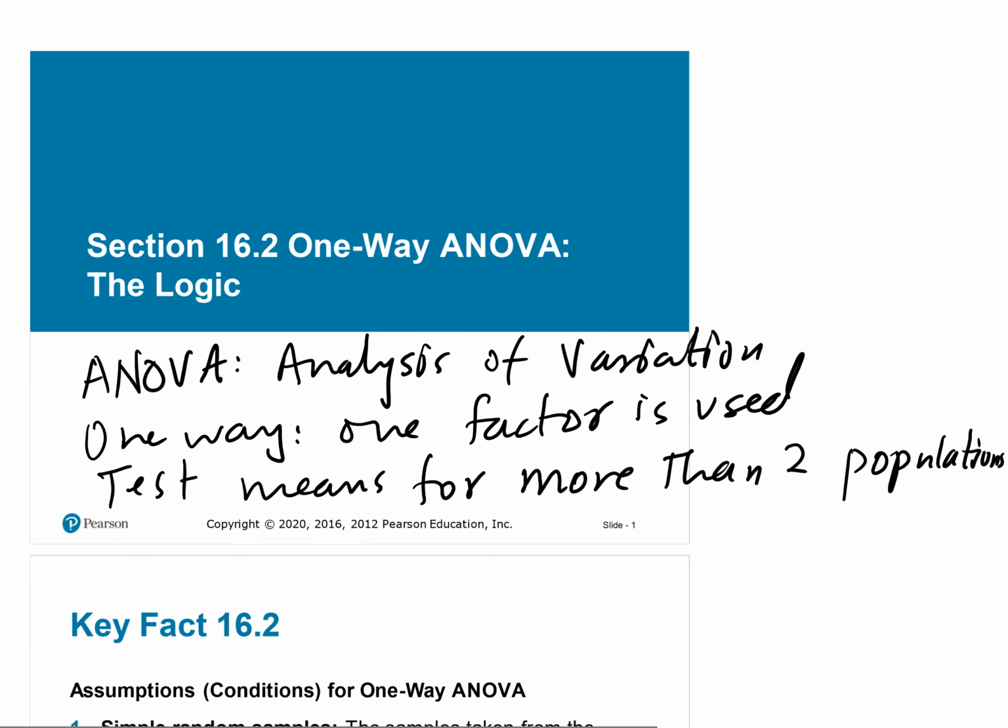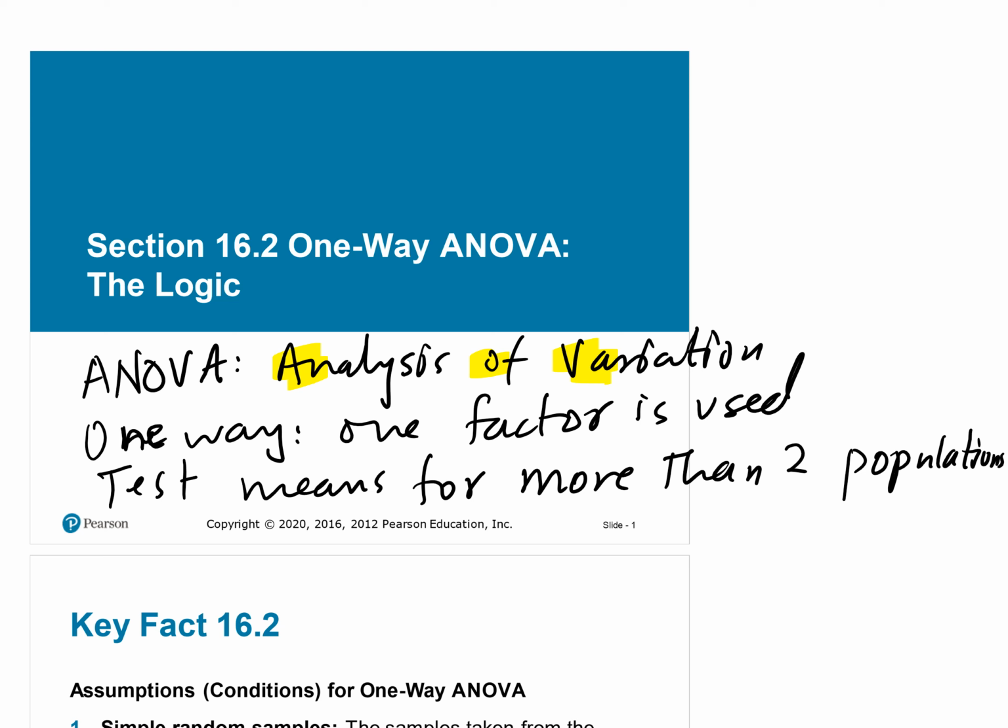Section 16.2, One-way ANOVA. The ANOVA test is just another tool to help us run more testing for the hypotheses. Why do we call it ANOVA? ANOVA is an abbreviation for the analysis of variation. So they took the first two letters, and that gives us ANOVA.